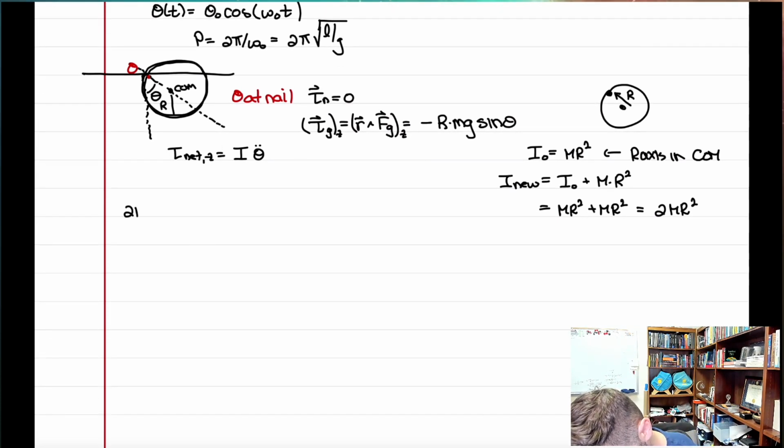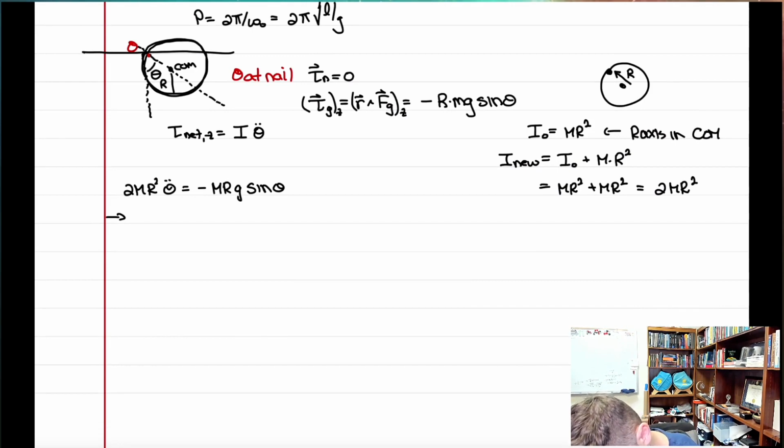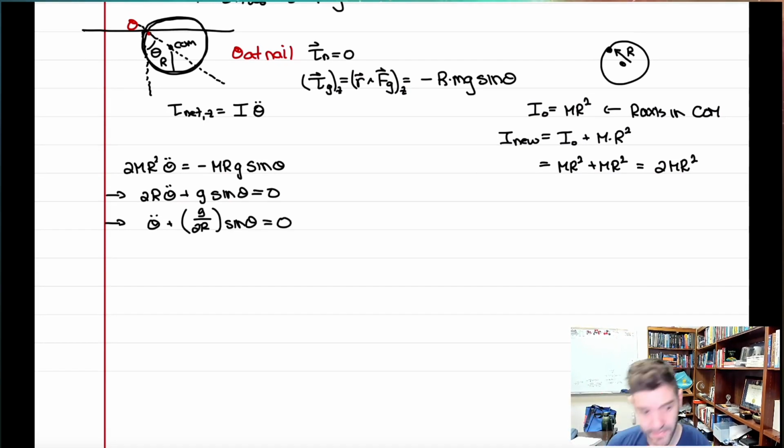All right, so we got 2mr squared theta double dot equals this torque, negative mrg sine theta. And m cancels, one of the r's cancels. So I get 2r theta double dot plus g sine theta equals 0. Or I could divide through by 2r. So theta double dot plus g over 2r sine theta equals 0 is the equation of motion for a hoop oscillating around that nail.